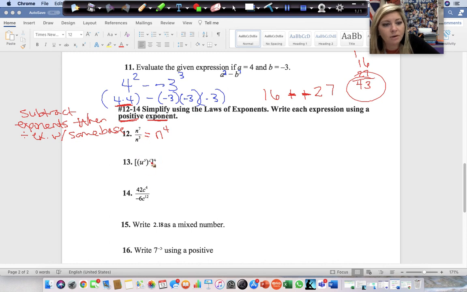Okay, now here we've got u to the 3rd power, to the 2nd, to the 4th. Okay, you're just multiplying those three together. So 3 times 2 gives us 6, and 6 times 4 gives us 24. So u to the 24th power.